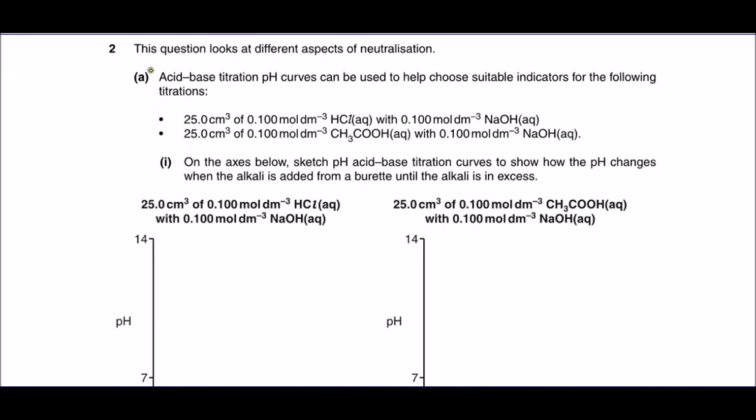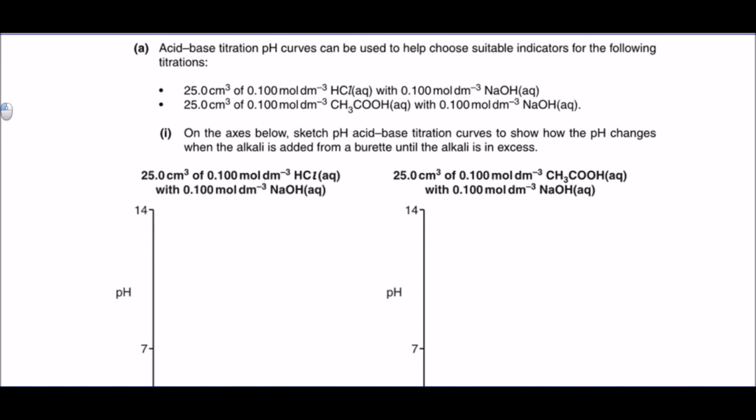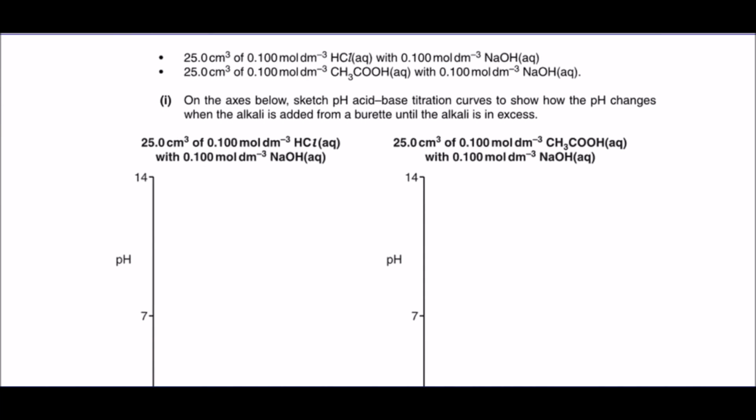Okay, question 2 on this paper is the acids question, and what we've got here is some pH curves. So if we go down to the bullet points, which tell us what we're going to be doing, it's telling us that we're going to sketch 2 curves. 1, HCl, which is strong, with sodium hydroxide, which is also a strong alkali, and then the second one we've got ethanoic acid, which is weak, and still sodium hydroxide, which is strong.